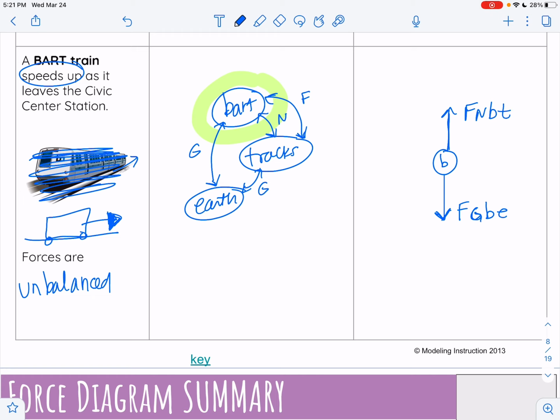And those are going to be balanced, up and down, because there's no change in the motion of the train up and down. It only happens horizontally. So those are going to be equal. All right, now I have the tricky friction to deal with. And friction is very difficult, so you kind of want to usually draw that last.